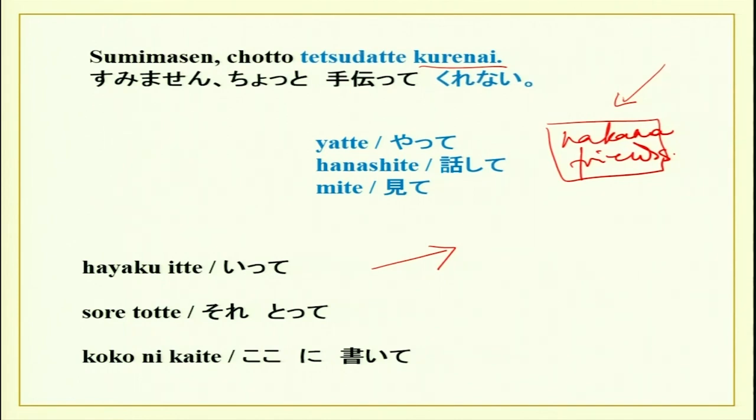Sore o totte, so to somebody who is younger to you. You cannot order any and everybody about. So, sore o totte kurenai, and it becomes a little soft and polite. Koko ni kaite, so koko ni kaite kudasai. Koko ni kaite kurenai. So, for example, you can have a situation where you want somebody's phone number and you don't have a pen to write. So, you can tell your friend, koko ni kaite kurenai, won't you please write it over here for me? You want salt, so sore o totte kurenai, shio o totte kurenai. So, in this manner, it becomes informal.